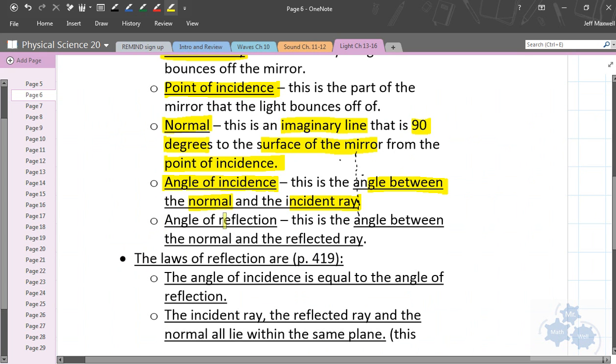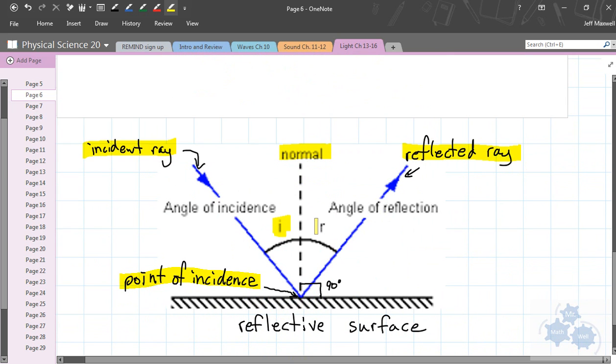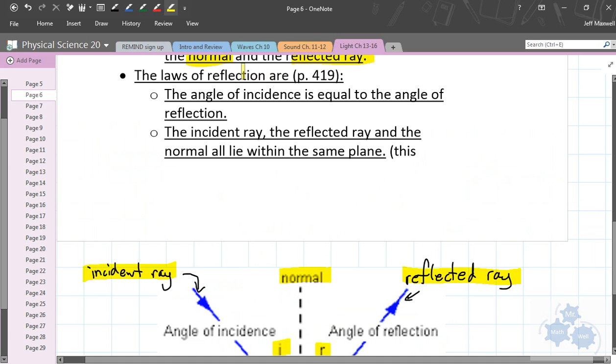The angle of reflection is the angle between the normal and the reflected ray. That's the angle of reflection, and of course in the diagram it's this lowercase r right here, angle of reflection. We look at the laws of reflection on page 19, and they're in bold terms there. It says the angle of incidence is equal to the angle of reflection.